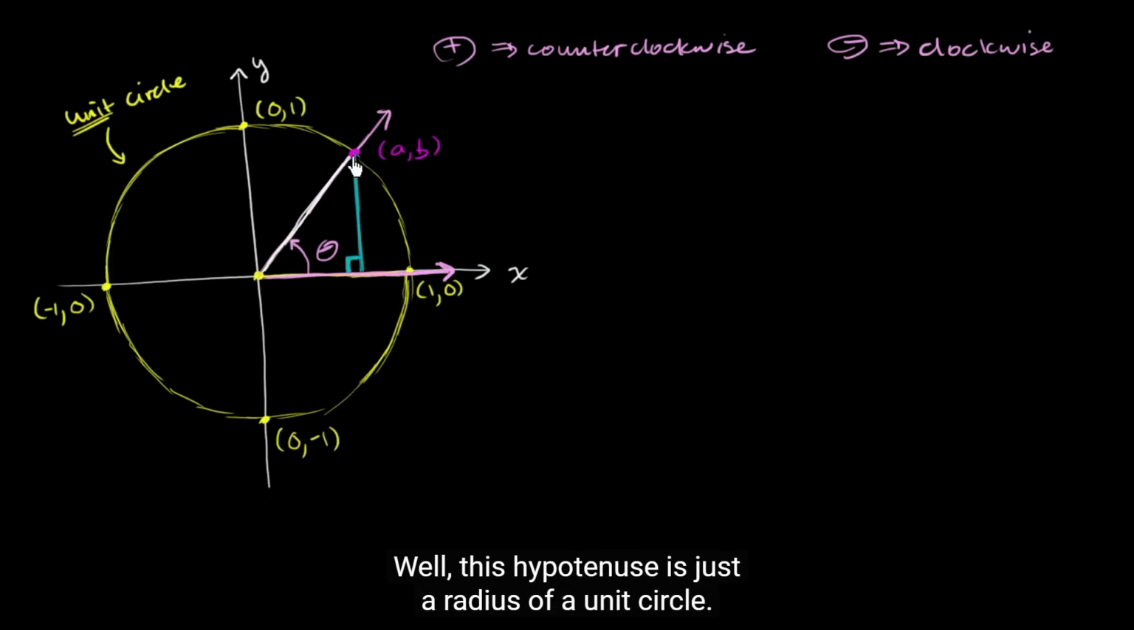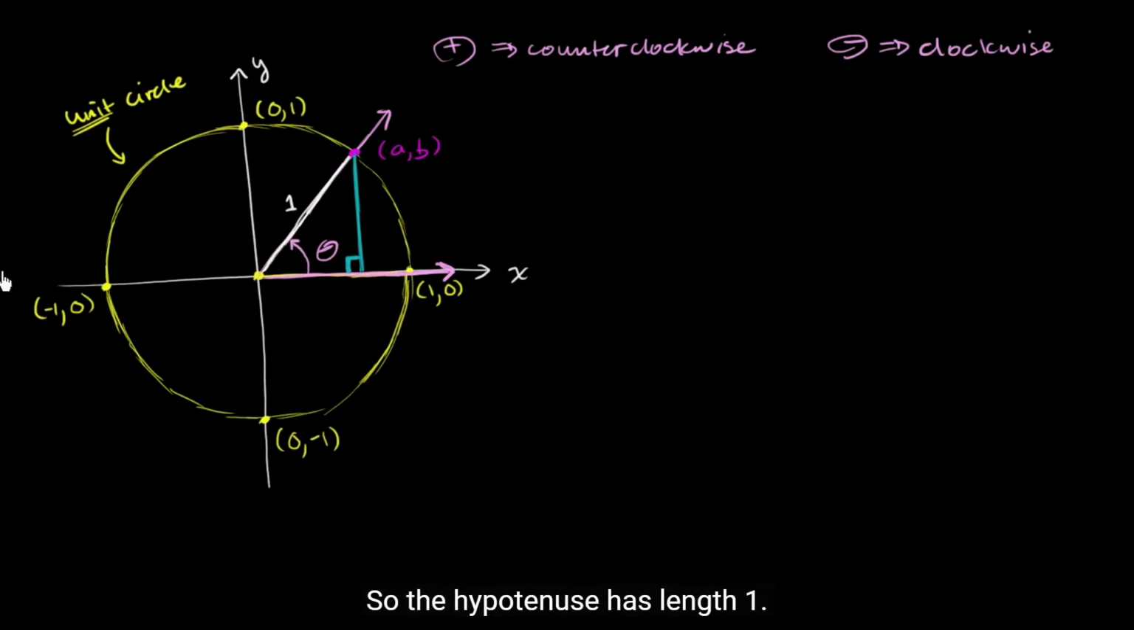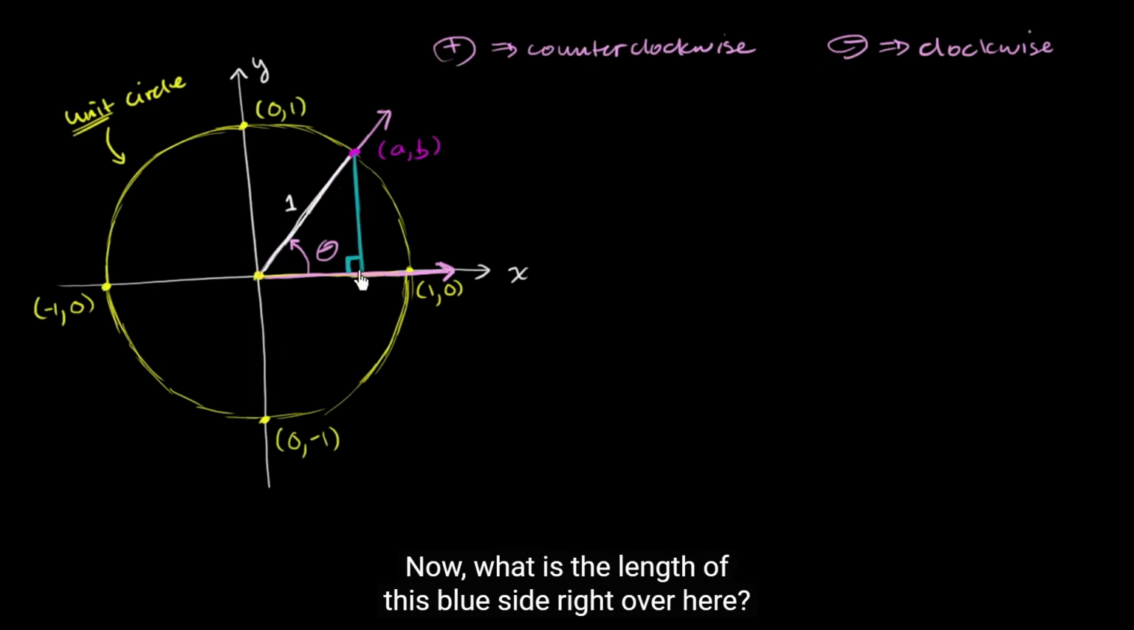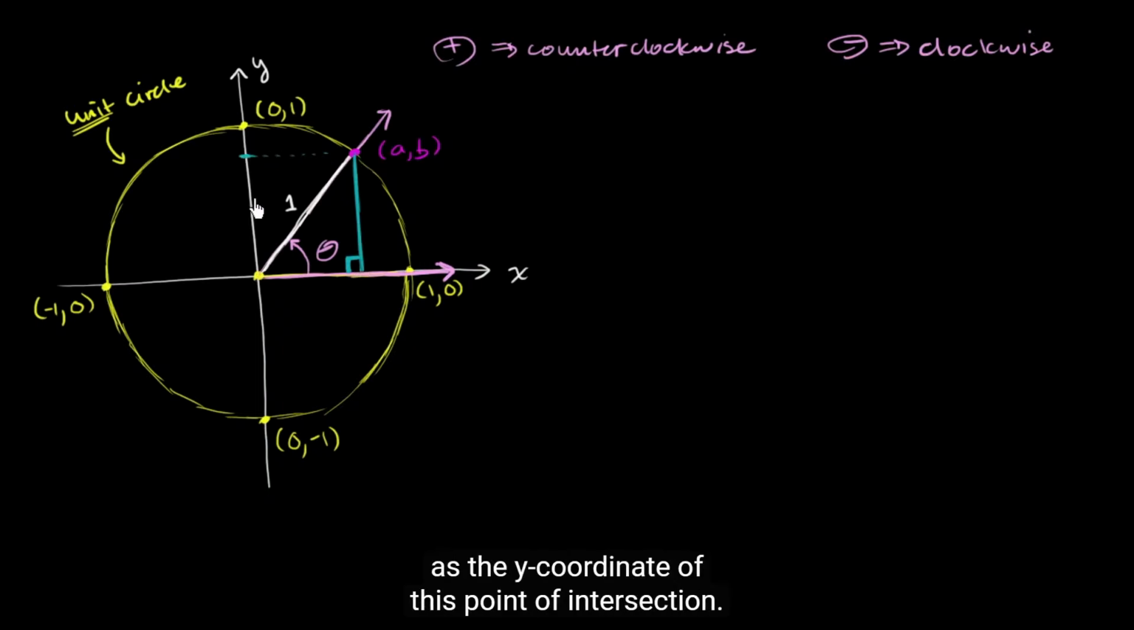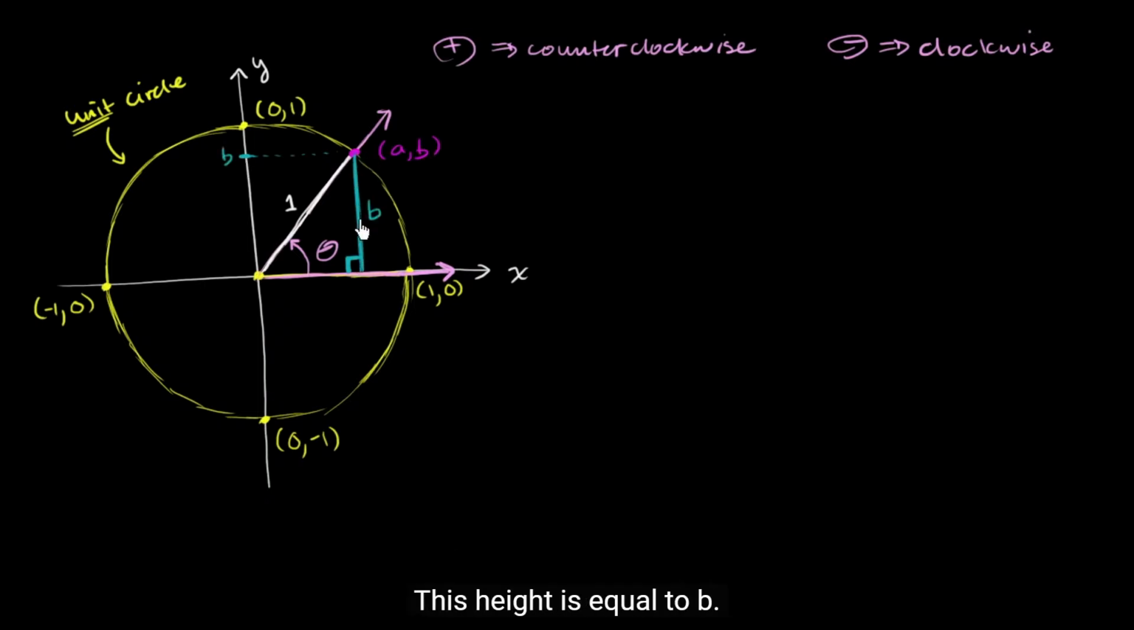Well, this hypotenuse is just a radius of the unit circle. The unit circle has a radius of 1, so the hypotenuse has length 1. Now, what is the length of this blue side right over here? You could view this as the opposite side to the angle. Well, this height is the exact same thing as the y coordinate of this point of intersection. So this height is equal to b.